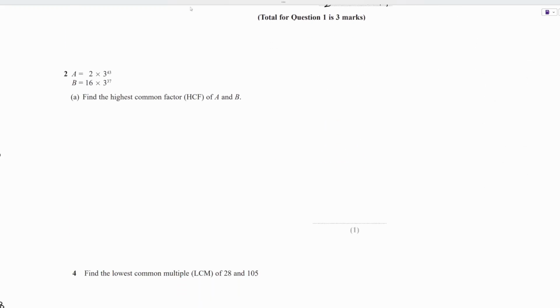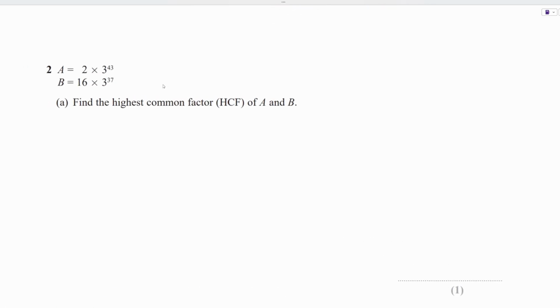Now for the second question, we have to find the highest common factor of these two numbers. So the first thing you want to do is inspect the numbers here, in case you notice that one might not be fully broken down. So here we have 16 times 3 to the power of 37. 16 is not a prime factor, so let's break it down into its factors. So 16 can be broken down into 2 and 8, 8 into 2 and 4, and 4 into 2 and 2. Now this gives us 2 to the power of 4. So that just becomes 2 to the power of 4 times 3 to the 37.